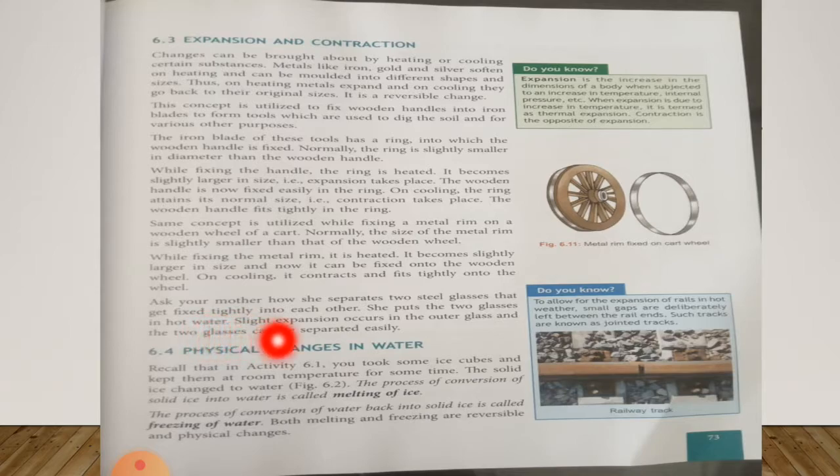Recall that in activity 6.1 you took some ice cubes and kept them at room temperature for some time. The solid ice changed to water. The process of conversion of solid ice into water is called melting of ice. The process of conversion of water back into solid ice is called freezing of water. Both melting and freezing are reversible and physical changes.